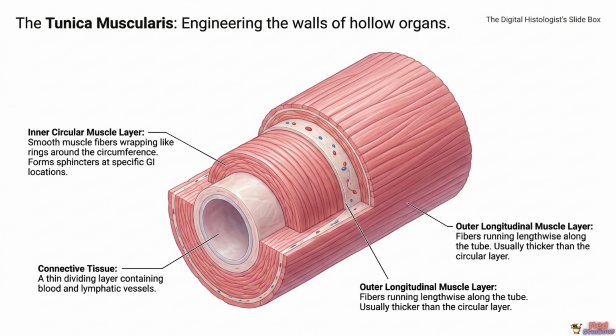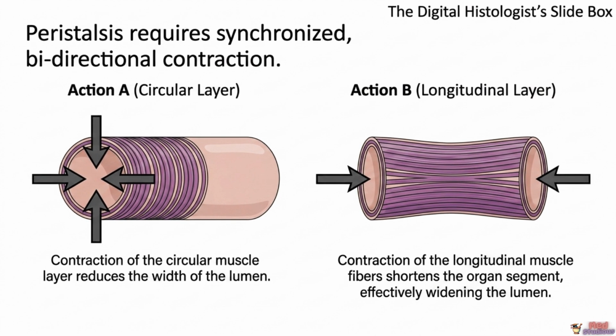This crucial middle layer serves as a highway, housing the blood vessels, lymphatic vessels, and nerves that supply oxygen, nutrients, and electrical commands to the hard-working muscle tissue on either side. The alternating arrangement of the tunica muscularis is what makes peristalsis possible.